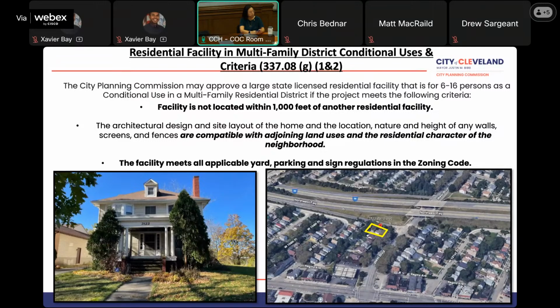Here I'll give you some general criteria for giving a conditional use. City Planning Commission may approve a large state licensed residential facility that is for 6 to 16 persons as a conditional use, if they meet the following criteria: if the location is not within 1,000 feet of another residential facility, if proposed plans display fences, walls, and screens that are compatible with the remaining land uses and the residential character of the neighborhood, and that the facility meets all applicable yard, parking, and sign regulations in the zoning code.